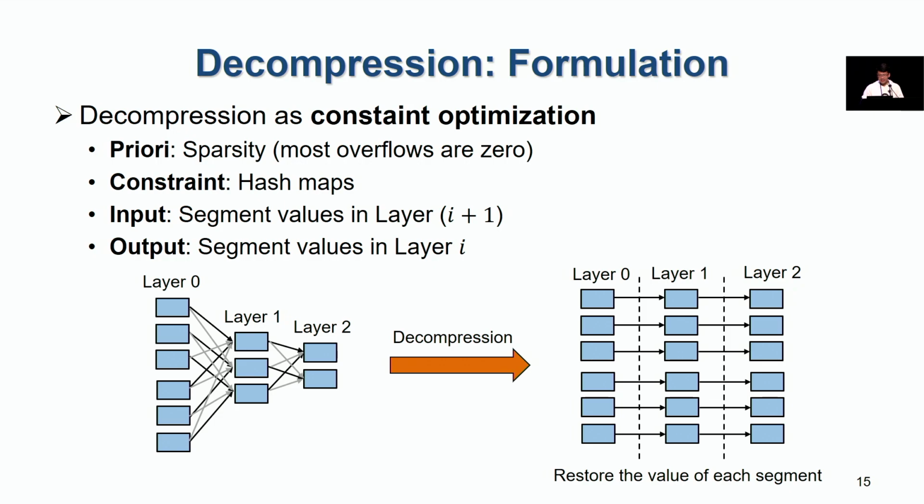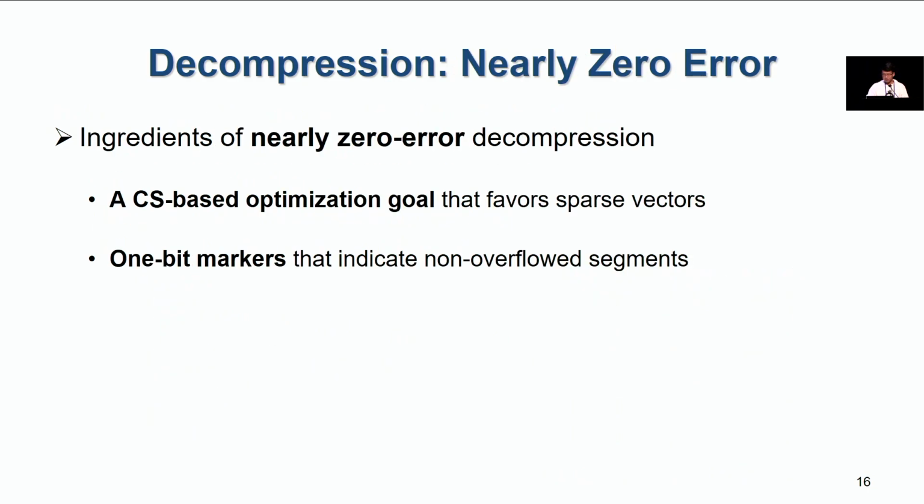So how do we decompress these segments with minimal error? The answer is by formulating a constraint optimization problem. It has 4 ingredients. First, a priori knowledge is sparsity, which suggests we find sparse solutions. Second, the constraint is imposed by hash maps. We must find solutions subject to the constraint. Third, the input is segment values of a higher layer. And finally, the output is the restored segments of the current layer.